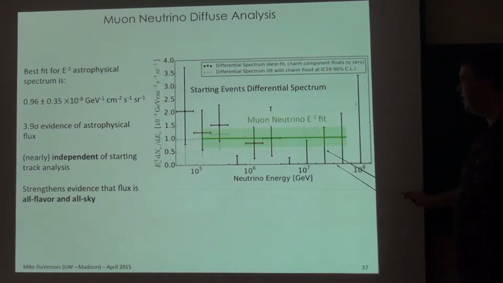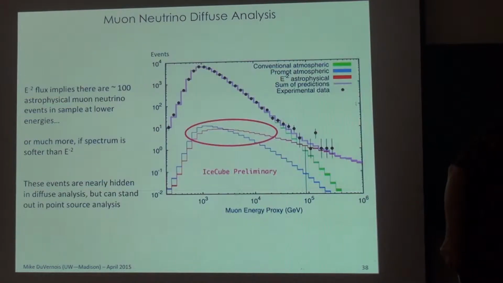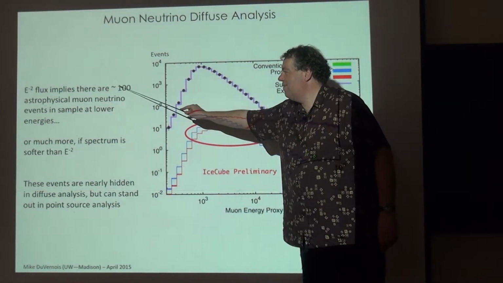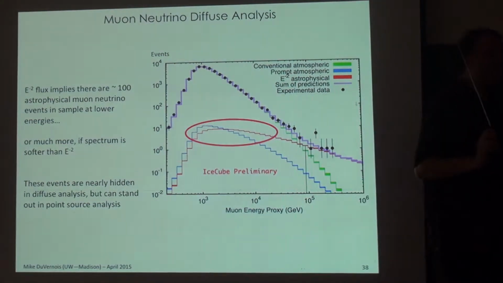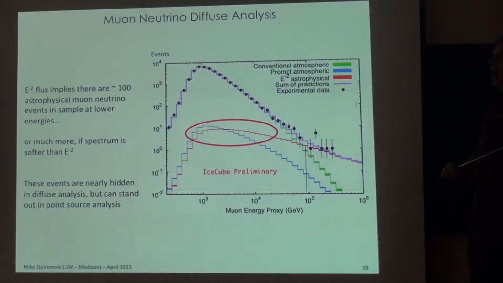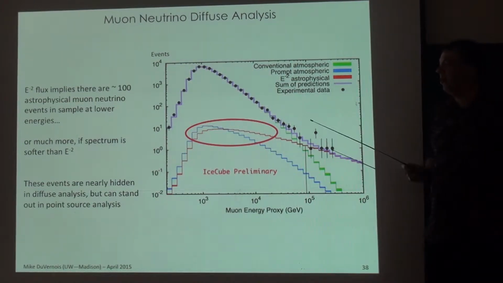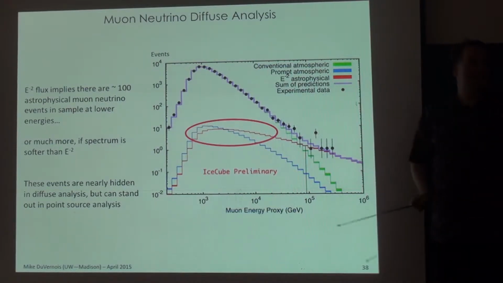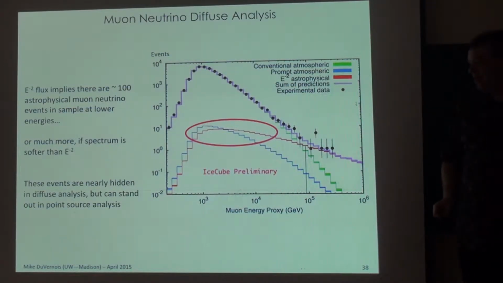So once again, it's a function of energy, the starting events, and the diffuse. If this assumption is correct, this is e to the -2, and if you break that assumption and look for a best fit, you end up with something in the same order, e to the -2.3 or so, that there are, in fact, a good number of astrophysical muon neutrinos that are hiding inside the atmospheric spectrum.